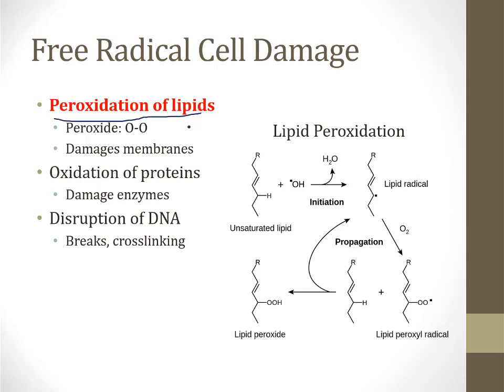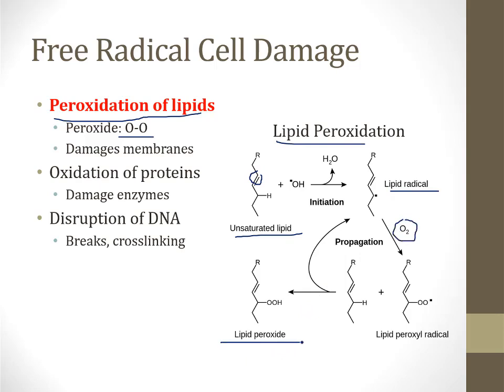A peroxide is a substance with 2 oxygens bound together, and if you look at the right side of the screen, you can see how lipids can get peroxidized by free radicals. So any lipid that is unsaturated, meaning it has at least 1 double bond, can react with free radicals and become a lipid radical. That lipid radical can then react with oxygen, and ultimately what you end up with is a lipid peroxide. These are not good for cells.